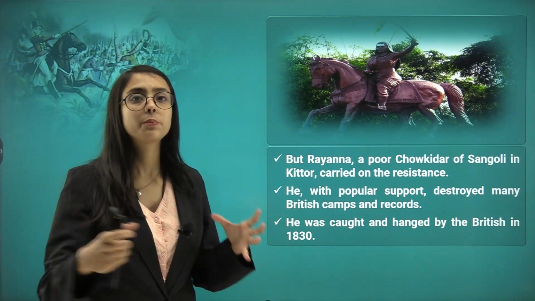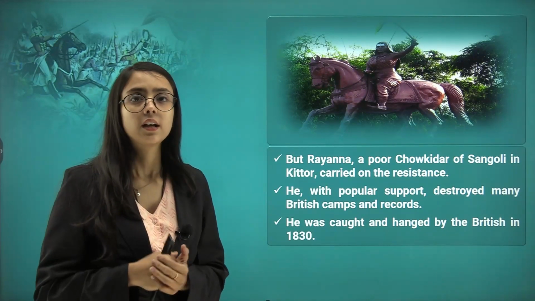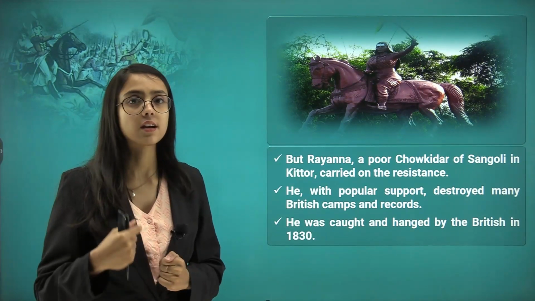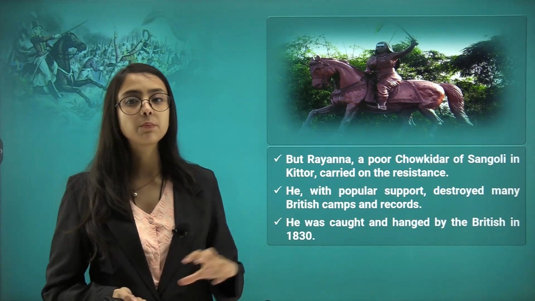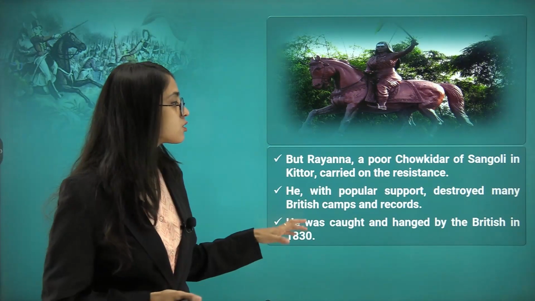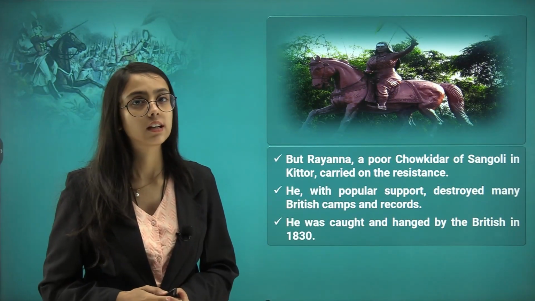Even the local people were motivated by this resistance, and they did not sit quiet. They led huge armies against the British. He, with popular support, destroyed many British camps and records. He was caught and hanged by the British in 1830 for the rebellion.